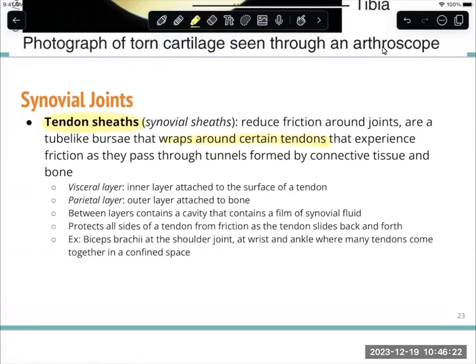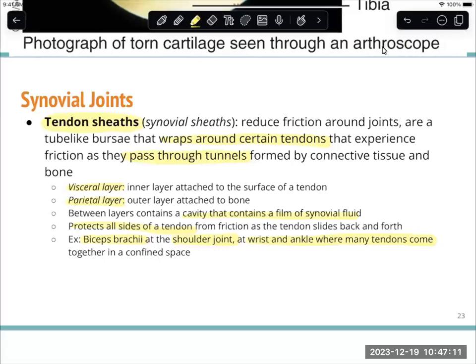And it helps to reduce friction as these different tendons may go through tunnels. These tendon sheaths, they may have a visceral layer and a parietal layer. So they'll have a layer that's going to wrap directly around that tendon. And then they just have an outer layer that's going to attach to the bones that are around it. They still have that cavity filled with synovial fluid, and it's protecting that tendon. The best example is the biceps brachii in the shoulder. We do have it in our wrists and our ankles that are wrapped in these tendon sheaths that are helping to protect these tendons as they run across bone so they don't wear off and break.